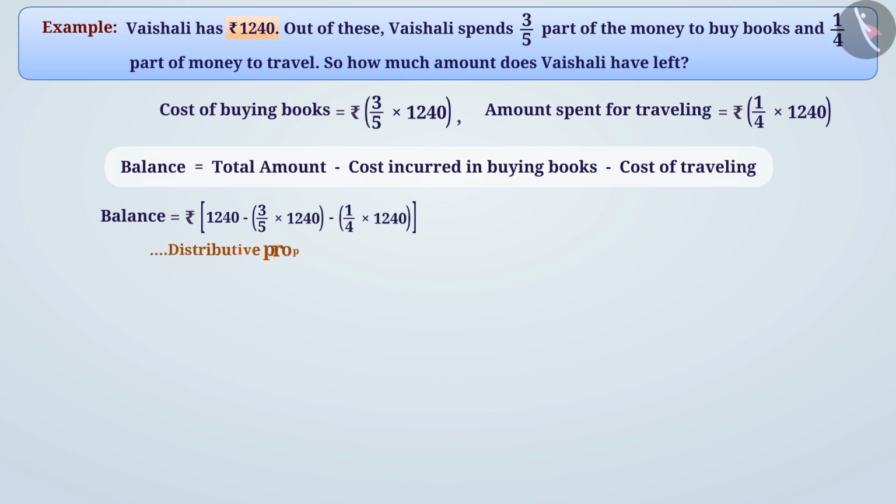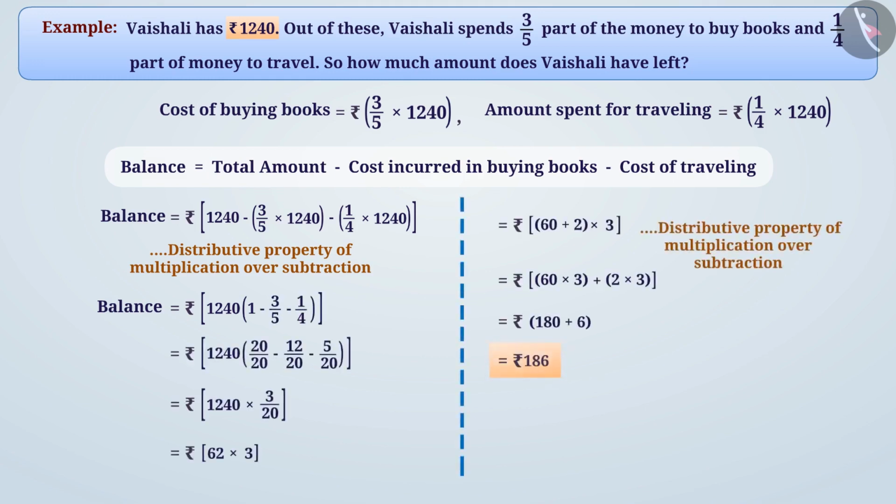From the distributive property of multiplication over subtraction, balance is equal to 1240 into bracket 1 minus 3 by 5 minus 1 by 4 rupees. We will simplify it in this way. Therefore, Vaishali has total of 186 rupees left. Let's see the next example.